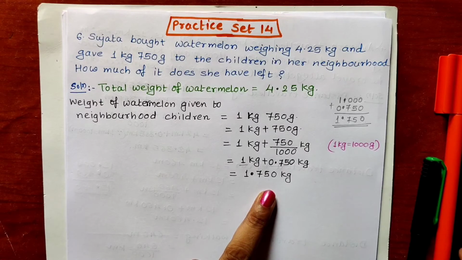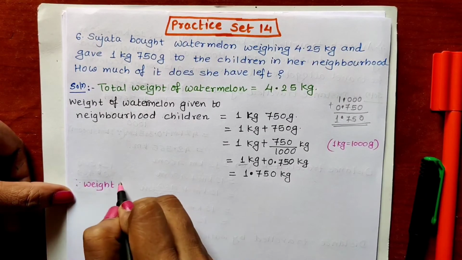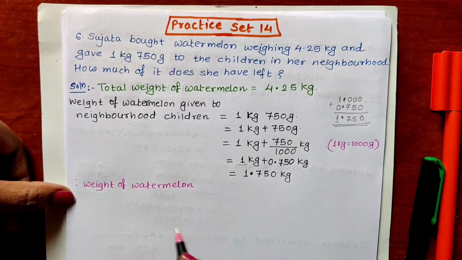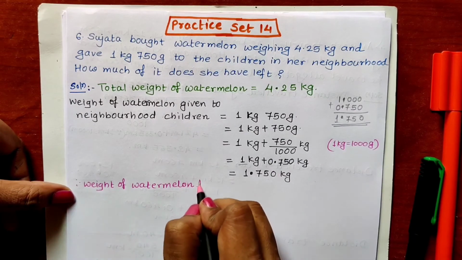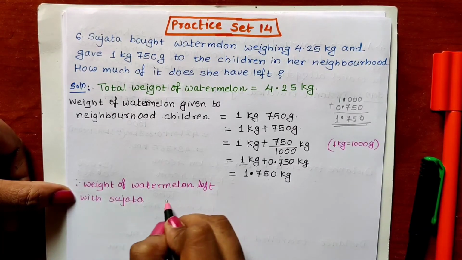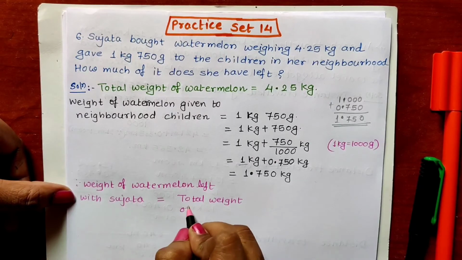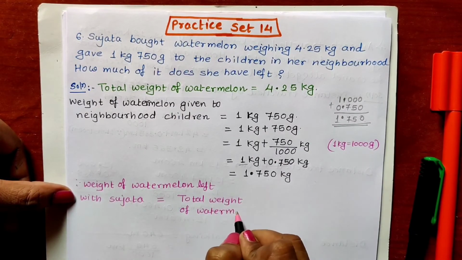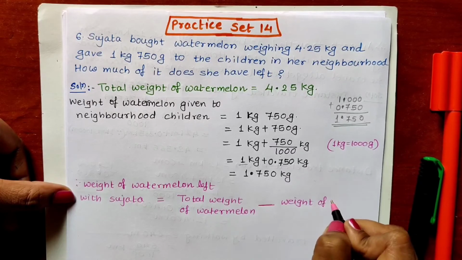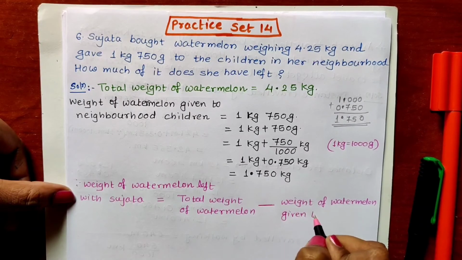Now how much watermelon is left with her? So we will write: weight of watermelon left with Sujata is equal to total weight of watermelon minus weight of watermelon given to children. Okay.